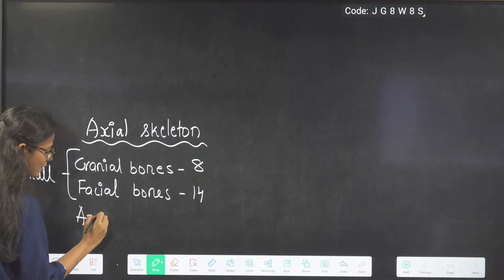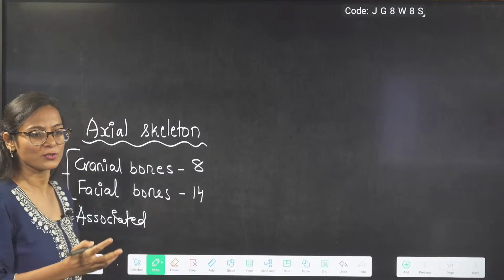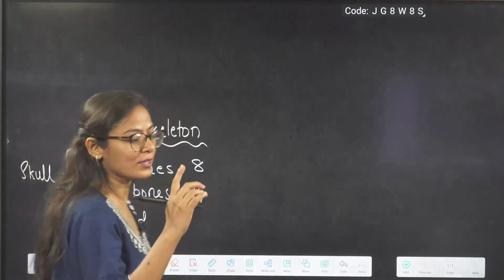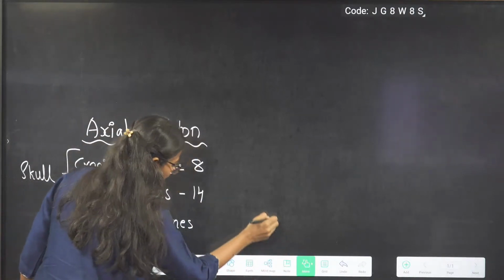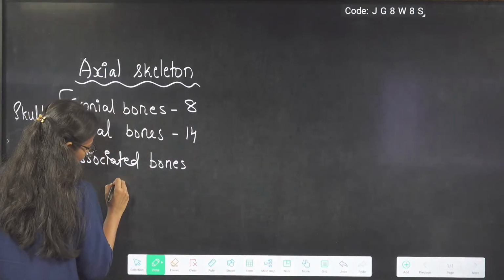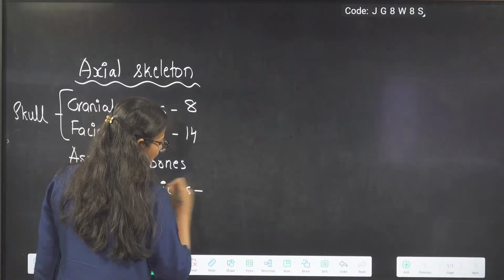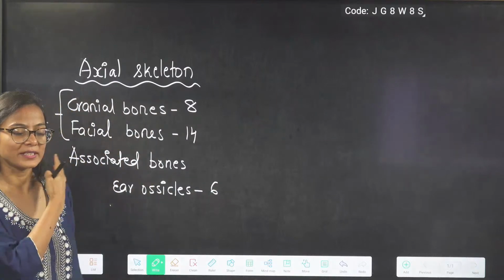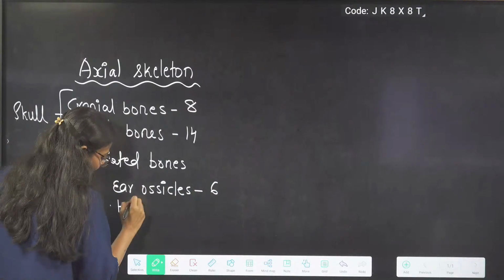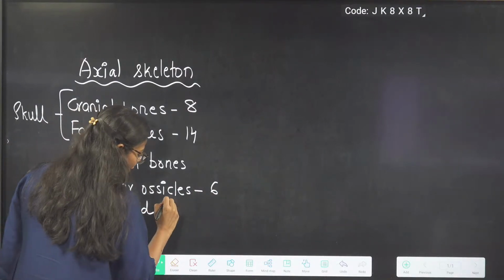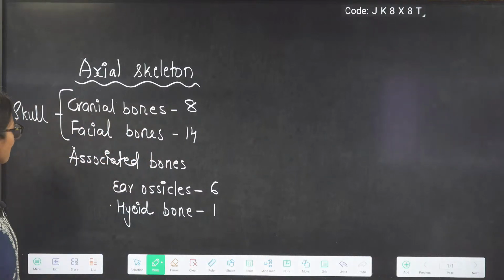Then I told you there are some bones which are associated with the skull, or in some books it is also given as a part of skull only. So what are those associated bones? They are going to include first the ear ossicles. In total 2 ears, so 3 here, 3 here, we have 6 ear ossicles, and then one more. Remember this single bone, the bone which is not attached to any other bone, hyoid bone. So this much I think we did yesterday.